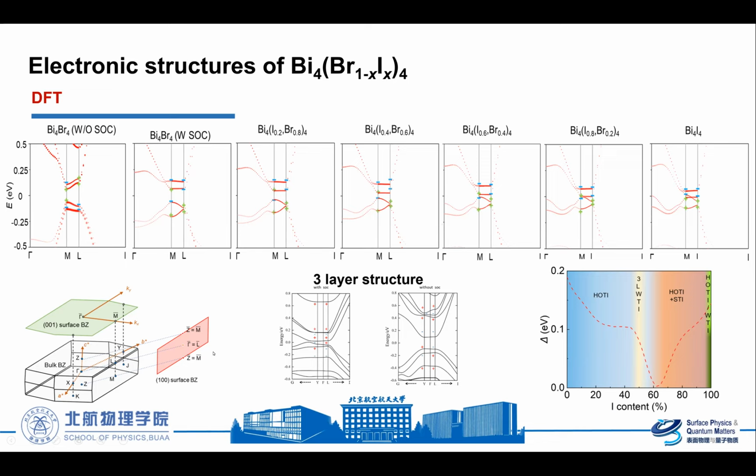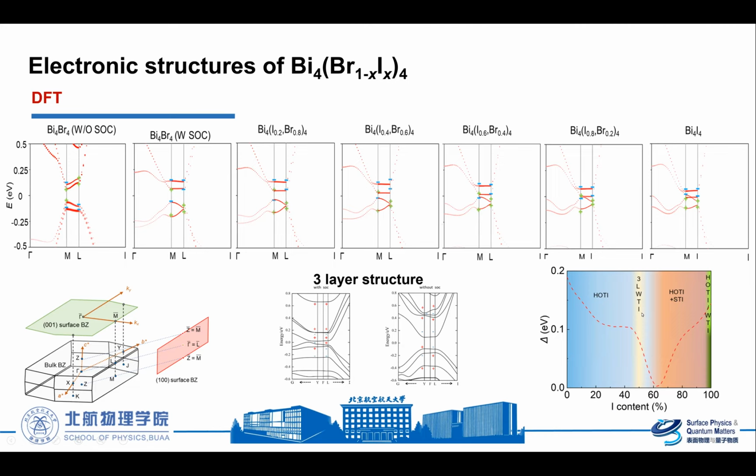Thus, we also performed the DFT calculation for the three-layer case. We see that the band inversion happens three times at both of the end point and the L point, indicating it is a weak topological insulator. Thus, according to the above DFT calculations and our experiment results, we plotted the phase diagram of this system. For the pure bismuth bromide, it is a higher order topological insulator. With the increment of iron concentration, at around 50% iron concentration, it is a weak topological case.